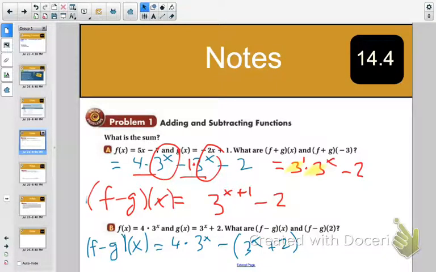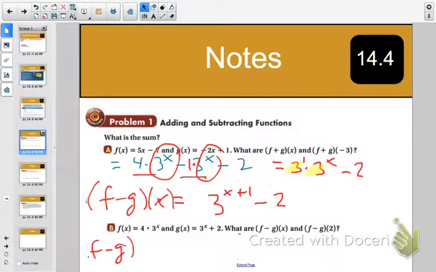And then if you want to find when x is 2, you just plug it in. So f minus g of 2, we would plug in 3 to the 2 plus 1 minus 2. That would become 3 to the third, which is 27, minus 2 is 25.